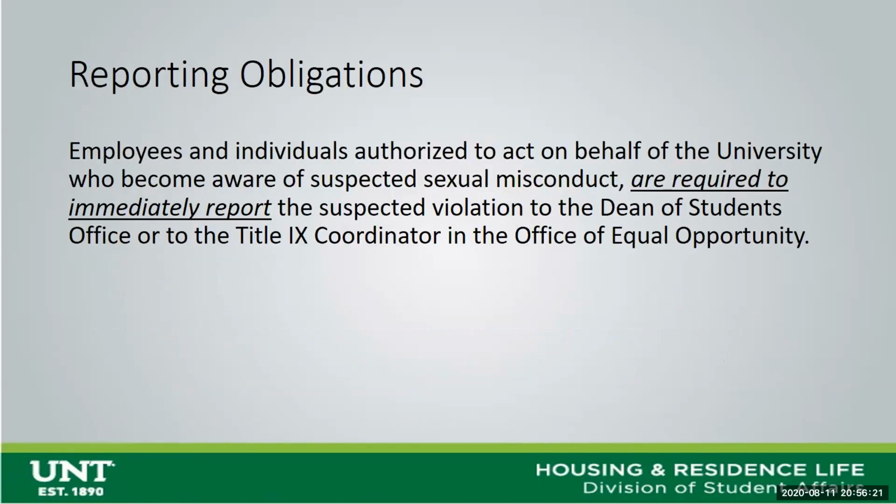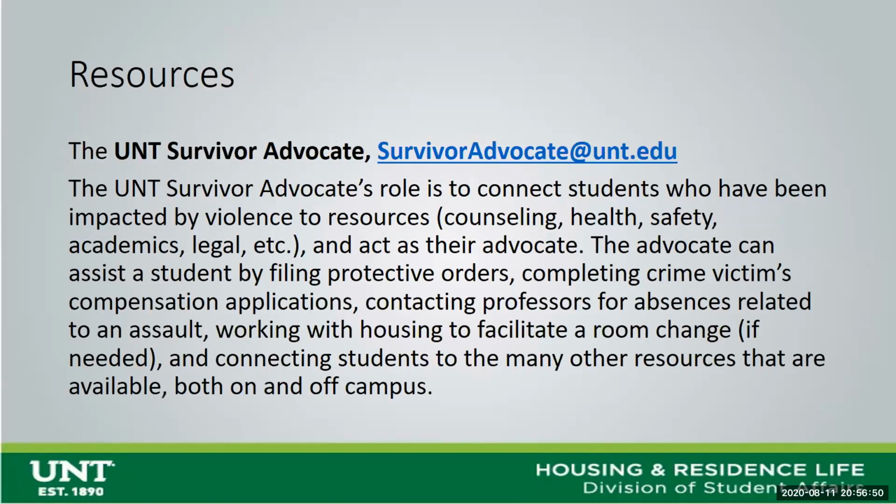Reporting obligations. Employees and individuals authorized to act on behalf of the university who become aware of suspected sexual misconduct, so that's the umbrella term, remember, are required to immediately report the suspected violation to the Dean of Students office or to the Title IX coordinator in the Office of Equal Opportunity. You would do this by reporting through the intranet sexual misconduct reporting form. That goes to the Dean of Students office, and that would be completing your reporting obligation.